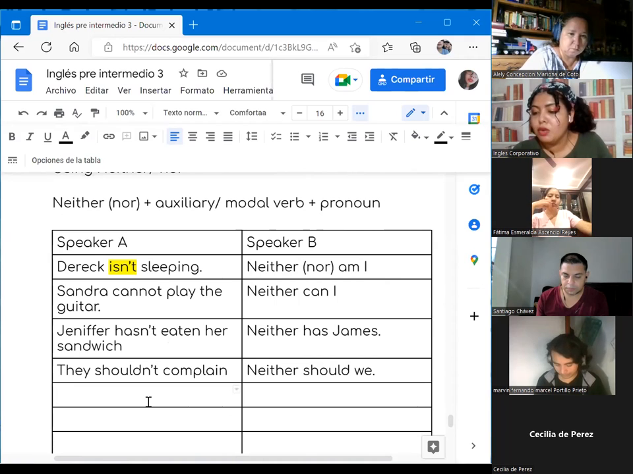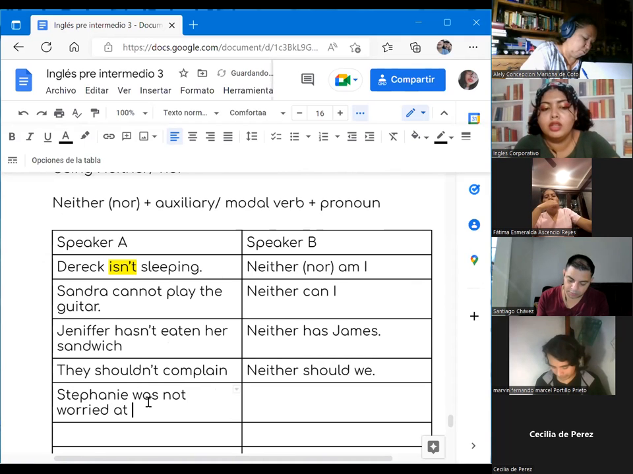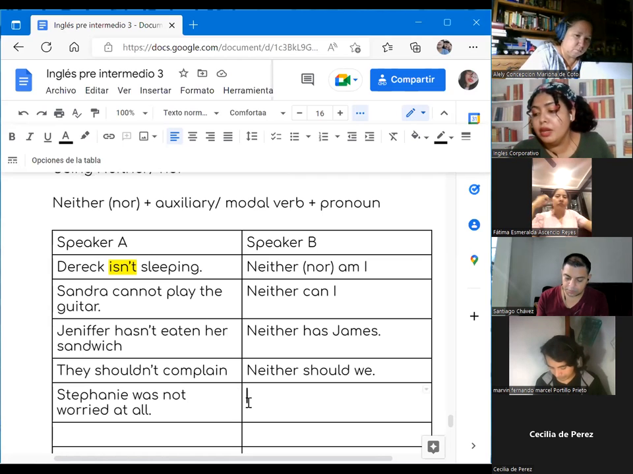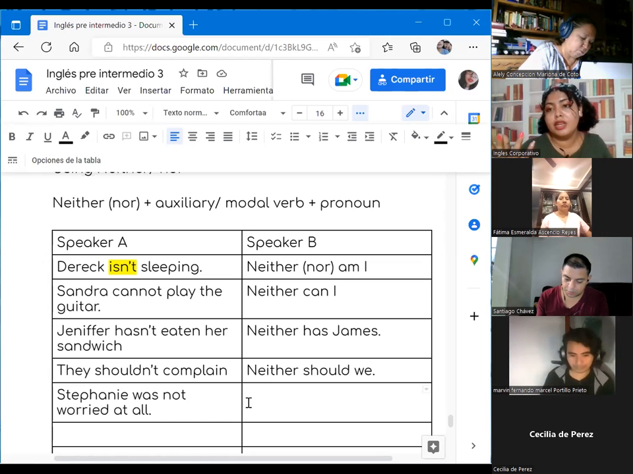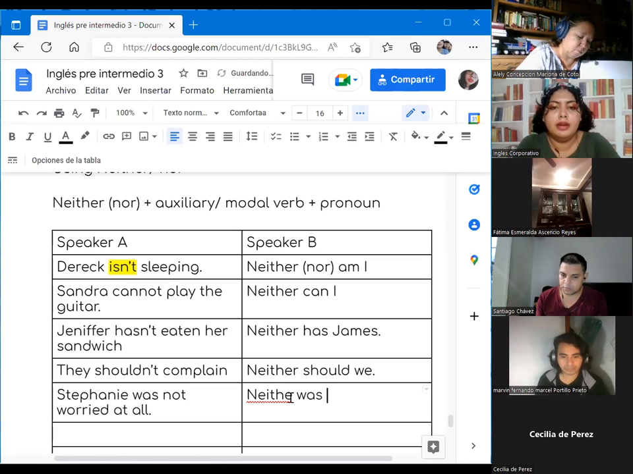And we have again, Stephanie was not worried at all. Was not worried at all. No estaba nerviosa, no estaba asustada para nada. No estuvo asustada. And we are going to say, neither was, and we can use another expression to talk about a person. And in this case, we are going to use her husband. Vamos a utilizar su esposo, porque también podemos utilizar ese tipo de relaciones para especificar en nuestras respuestas. Neither was her husband. Tampoco su esposo estaba preocupado. That is the answer.